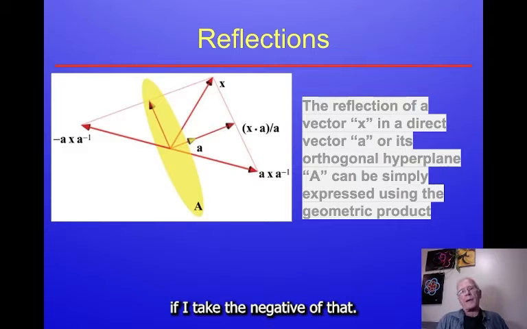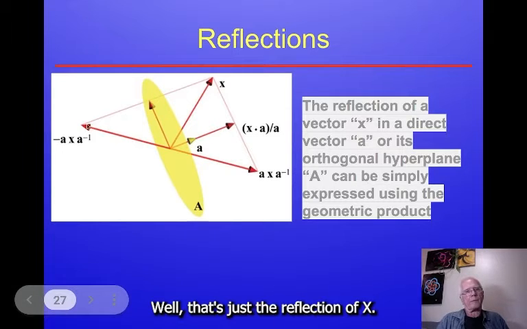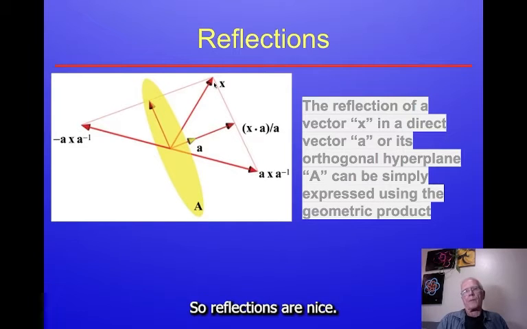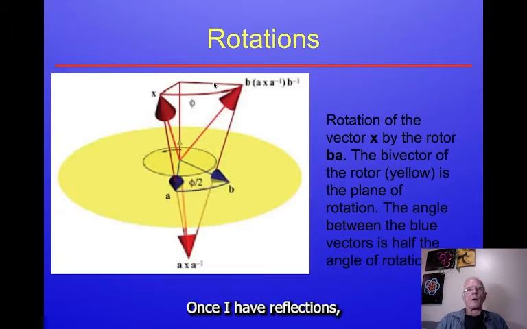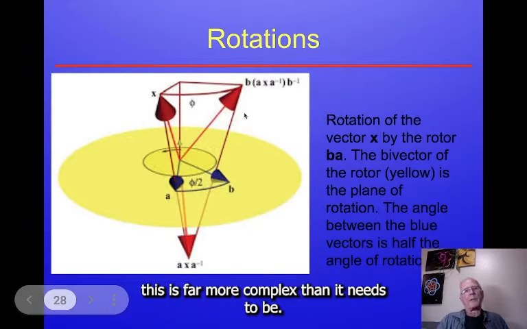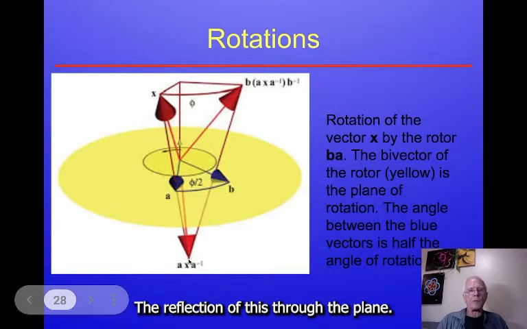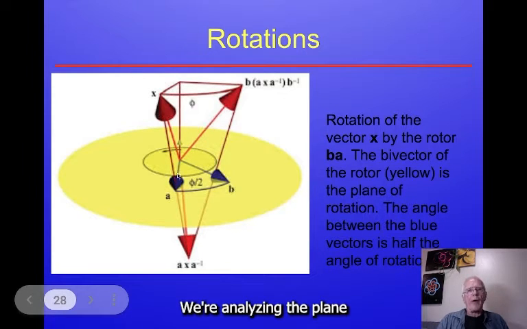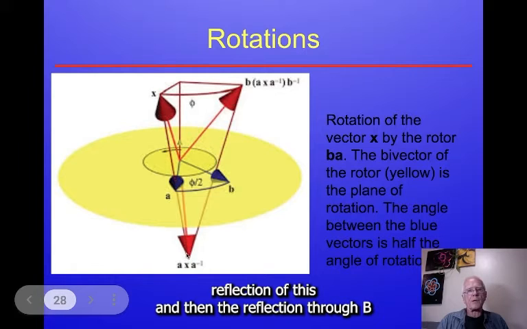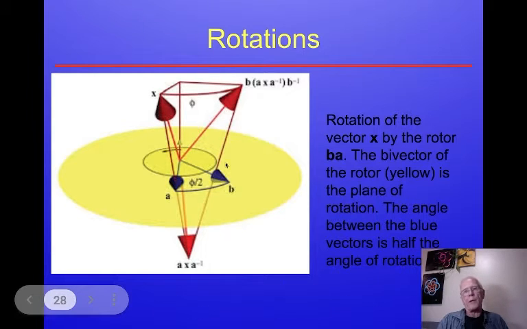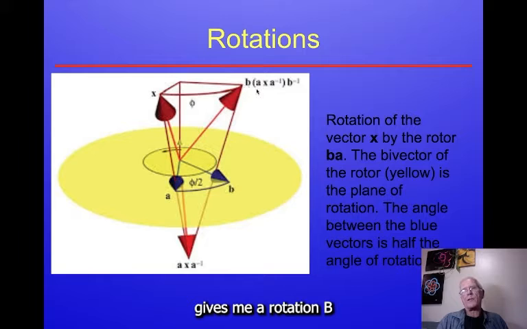If I take the negative of that, well, that's just the reflection of x. So reflections are nice. Once I have reflections, this is far more complex than it needs to be. Two reflections: the reflection of this through the plane where A lies in the plane, and then the reflection through B, gives me a rotation.